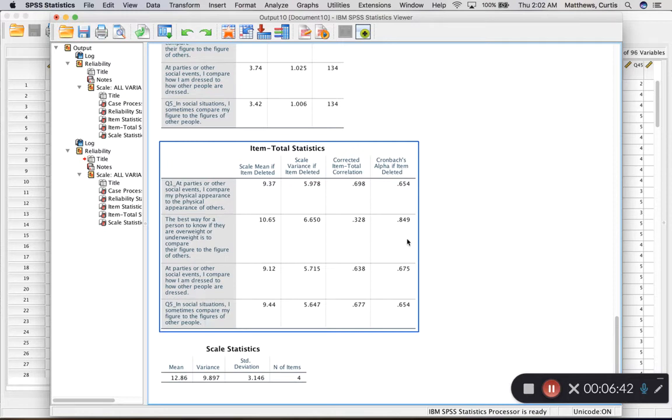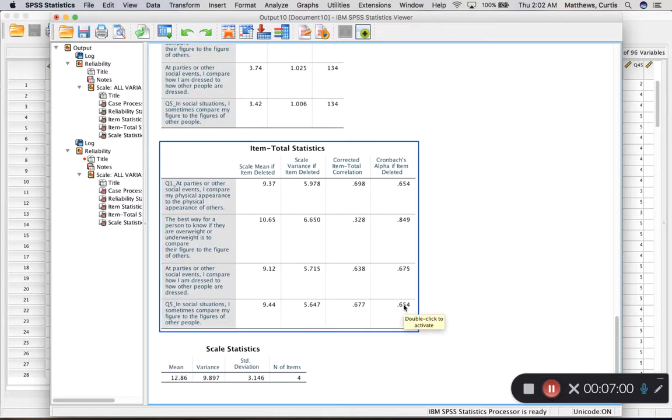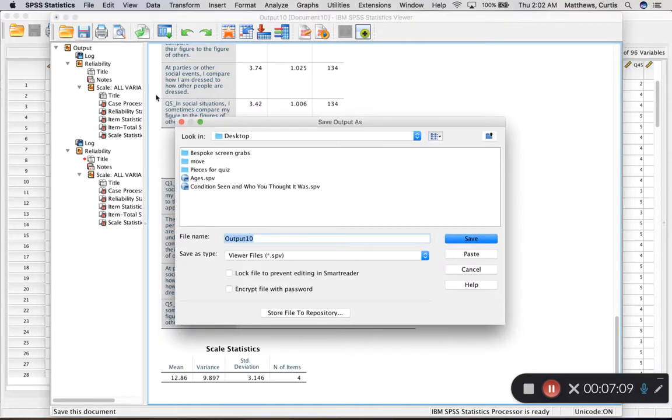We're also looking in here, wow, but if we now went back through and eliminated the second one, the best way for a person to know if they're overweight is to compare their figure to the figure of others, again, it would go up. But all these other ones are moving them. They're crucial to this thing because these 3 seem to be very, very similar to each other. So what I'm going to do is I'm going to leave this. I'm going to hit save on this output viewer.